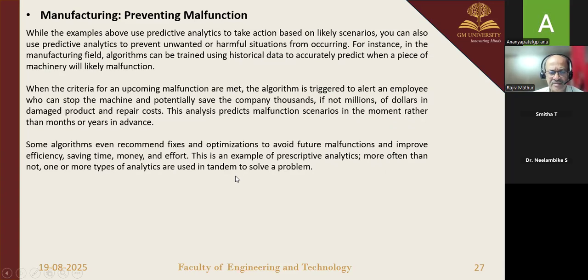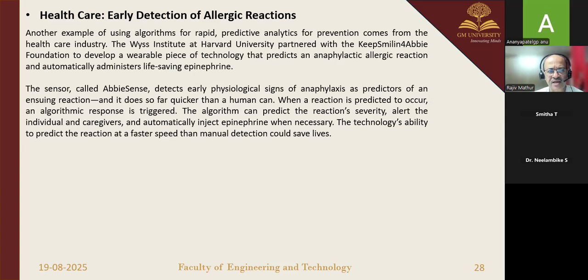So there are multiple ways that the predictive models can be employed, based on the data and the type of work that we are doing, and we need to see how we have to use it. So one, we have to plan it. Now, it is being used in healthcare also, like early detection of allergic reactions. Another example of algorithms for rapid predictive analytics for prevention comes from the healthcare industry.